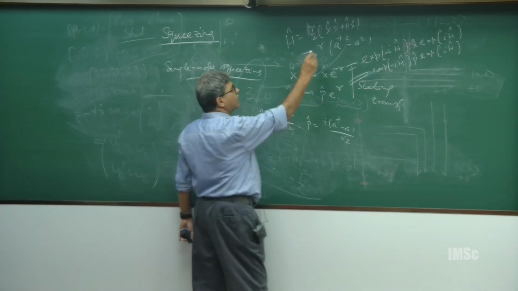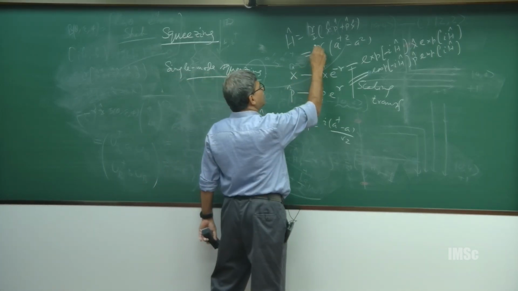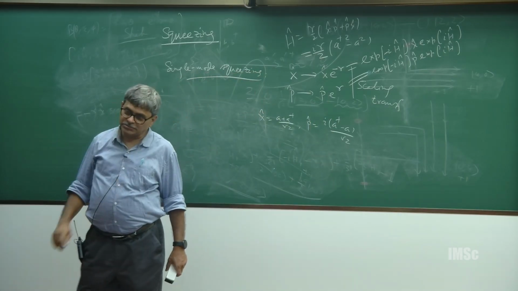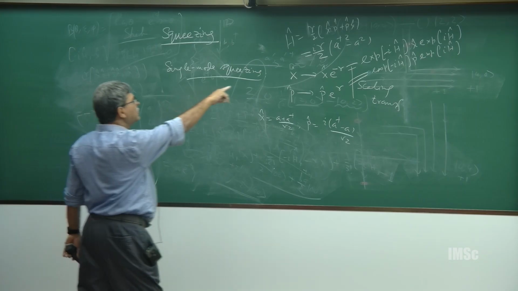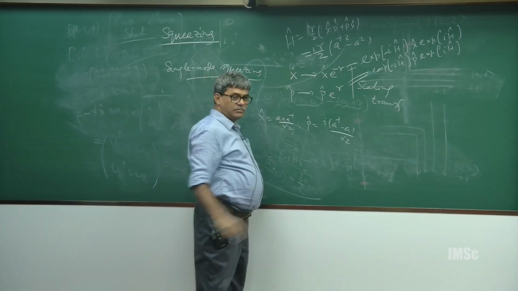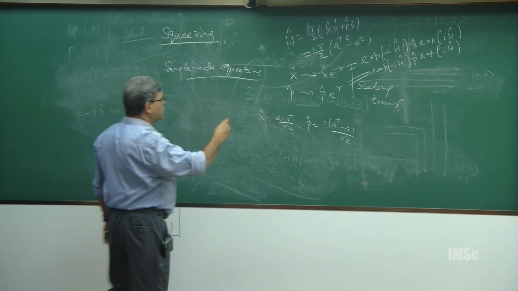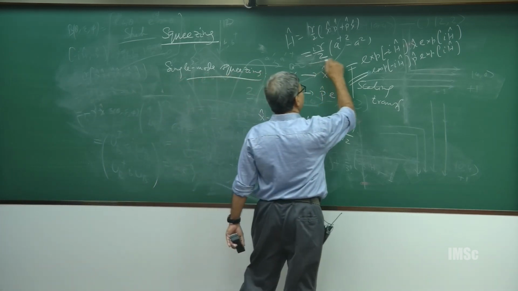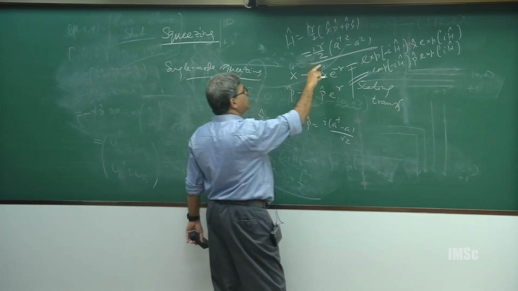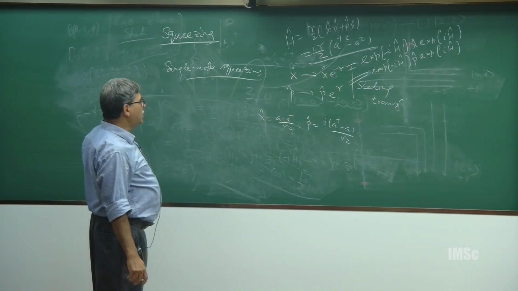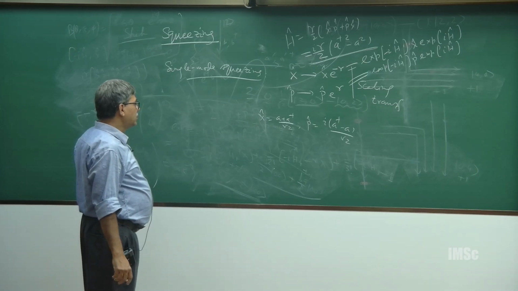I think it is r by 2, something like that, right? Perhaps, because iota should be there, otherwise it cannot be Hamiltonian. Okay. Anyway, you can figure out what this thing will be. So this is my squeezing Hamiltonian, the single mode squeezing Hamiltonian, right.